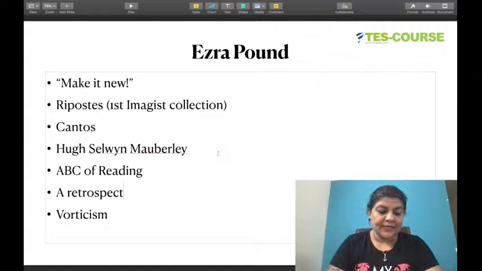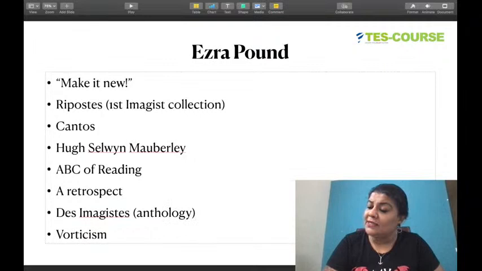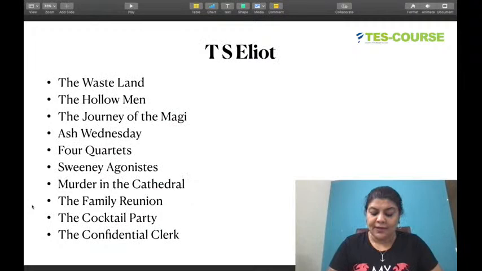And the Imagist anthology was this. It is not by Ezra Pound alone. It is an anthology. Anthology means poems by different people will be there. Okay, guys. Very good. Now shall we move on and talk about the next important writer. I have given you all the important names here.